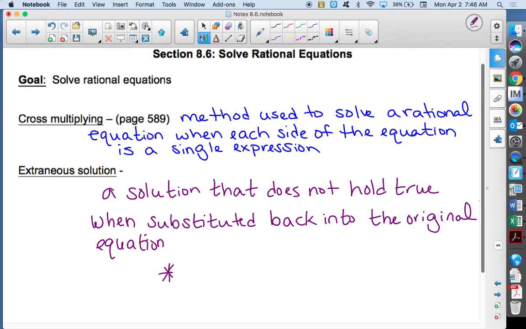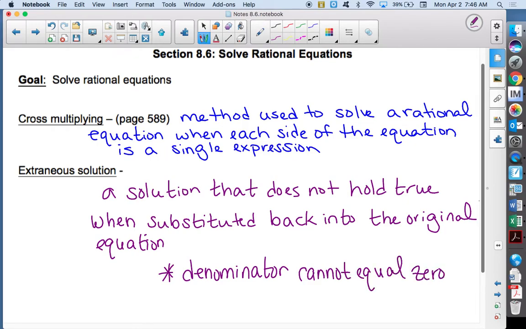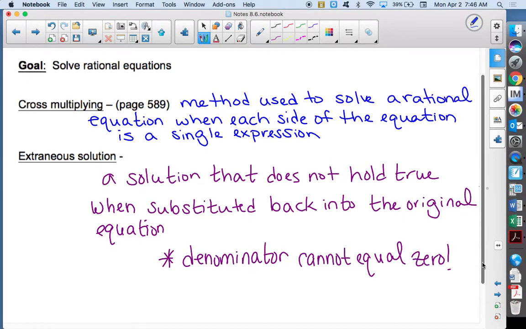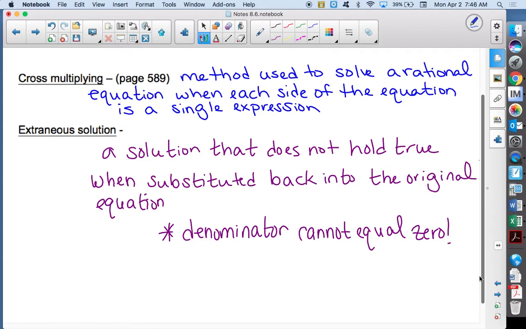In our case, because we have fractions, our denominator cannot equal 0. So that's when you're looking for an extraneous solution. If you have a number that makes the denominator 0, then it's an extraneous solution. So you will be focusing on your solution, checking it in the denominator of the fraction. If it is 0, then that part would be extraneous.